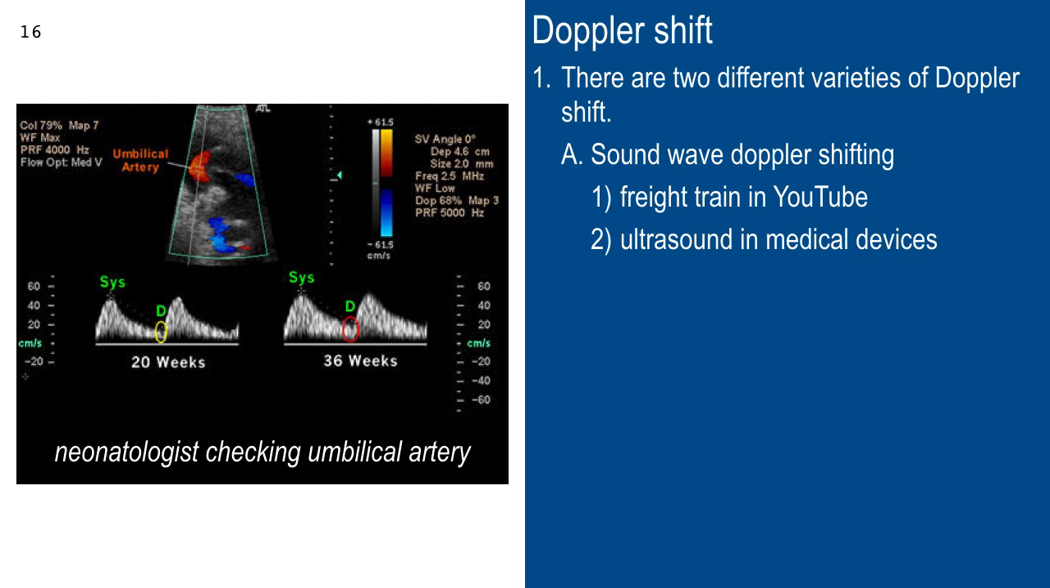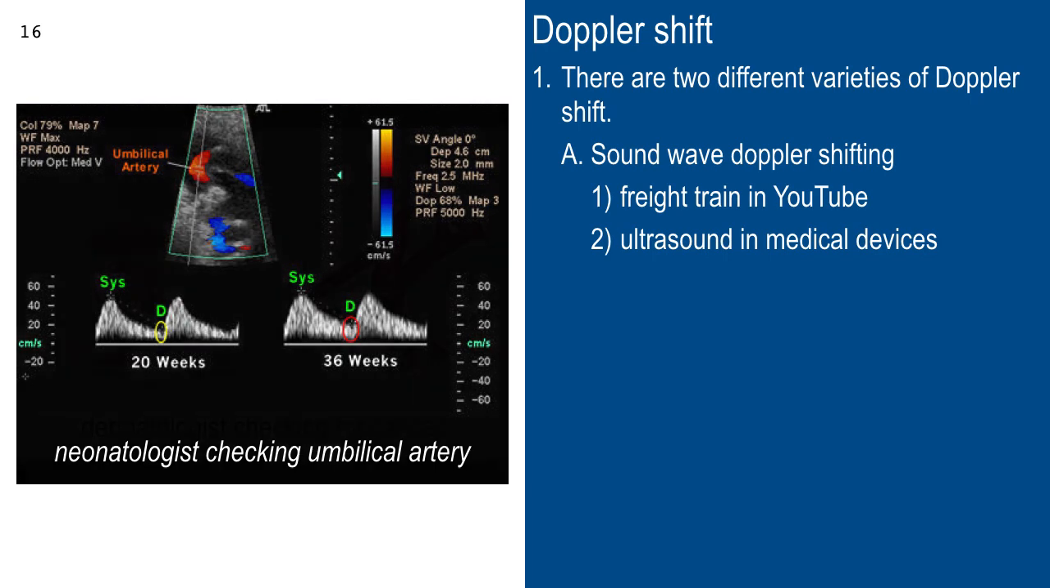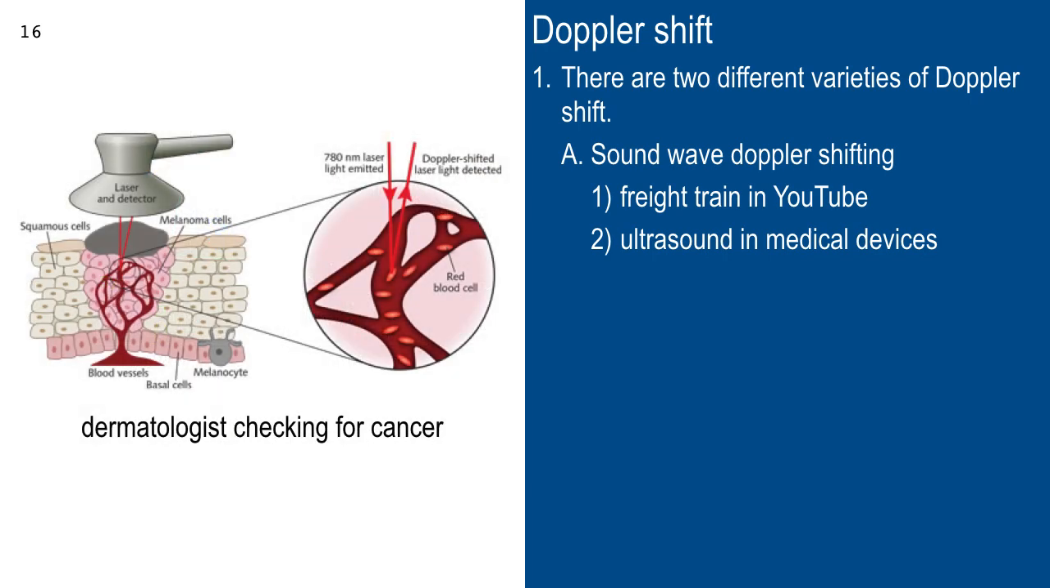Ultrasound in medical devices is pretty important too. So this is from a neonatologist website. They're looking at the umbilical cord, the artery, and they try to look at different structures in the umbilical cord. So ultrasound devices use that a lot. You also see it with radar. You can judge the speed of cells in the bloodstream with ultrasound. It's kind of cool.